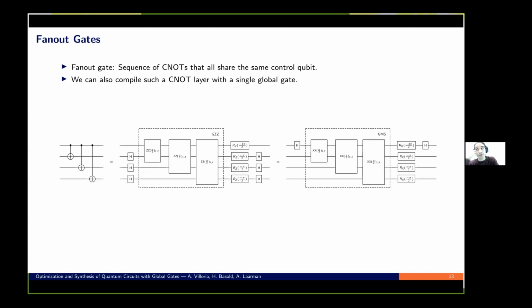Another layer of CNOTs that you can compile with just one global gate are what we call the fan-out gates. So a fan-out gate is basically a sequence of CNOTs that all have the same control qubit. These look very nice. This, on the second equation, as a GMS gate, because then you only have Hadamards before and after the global gate itself on the control qubit only. If you use the Z axis here, then you would have Hadamard gates on the rest of the qubits except the control.